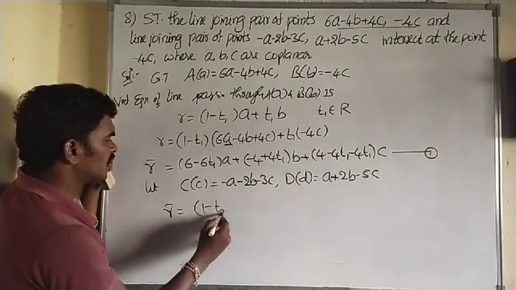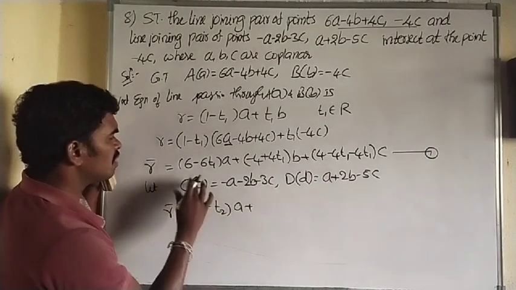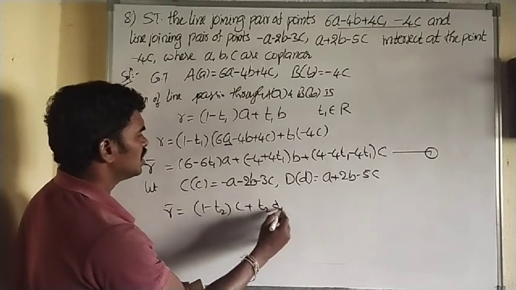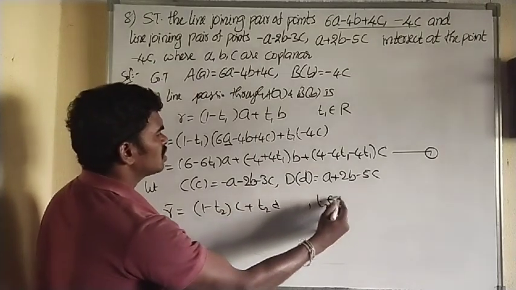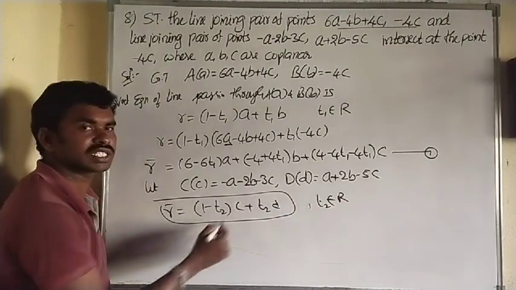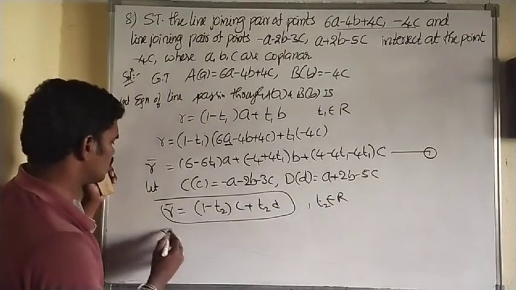1 minus t2 into a plus t2 means here c, so c plus t2 into d. What is t2? t2 is a real number. Is it a vector equation? Okay, now passing through 2 points C and D, so now substitute and simplify.